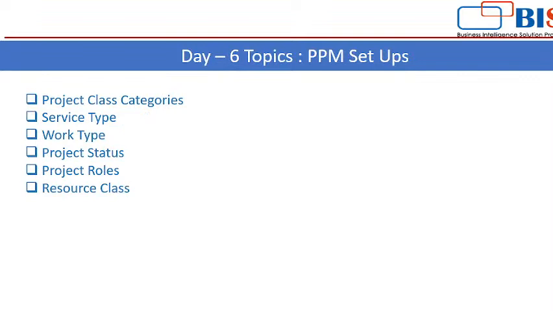Then we have seen that if you want to track your asset on the basis of some additional information, you can create the project class category. This is not a mandatory setup, it completely depends on your business requirement. Then we have seen how to create the service type, work type, project status flow, project roles and then resource class.